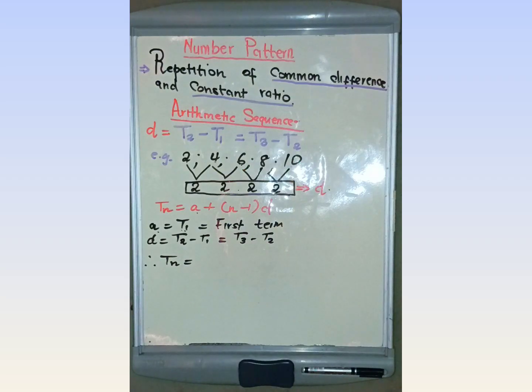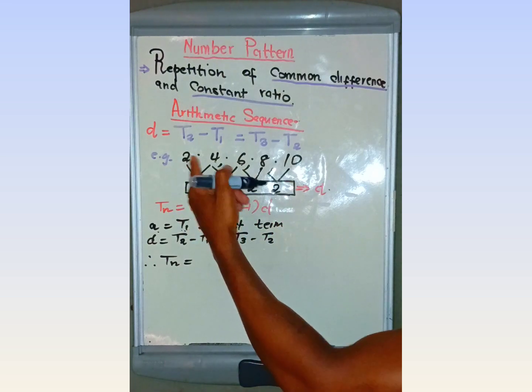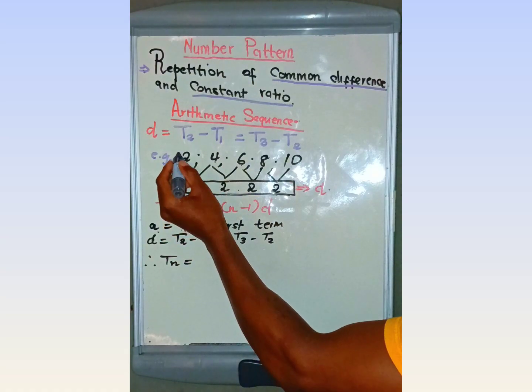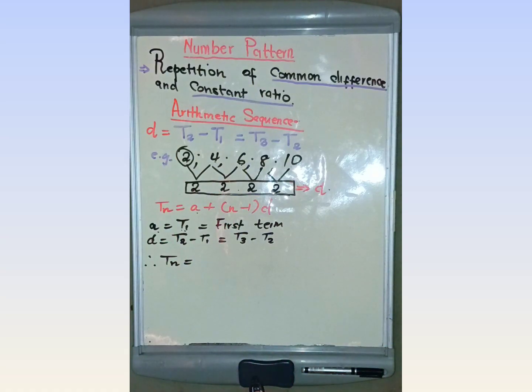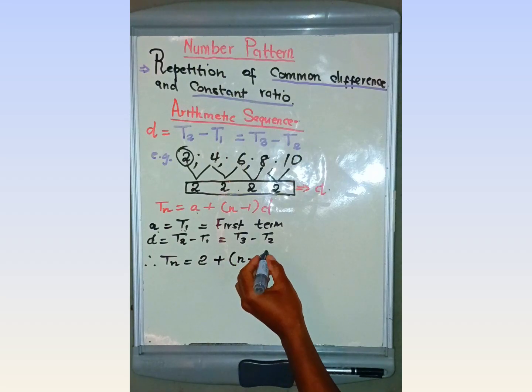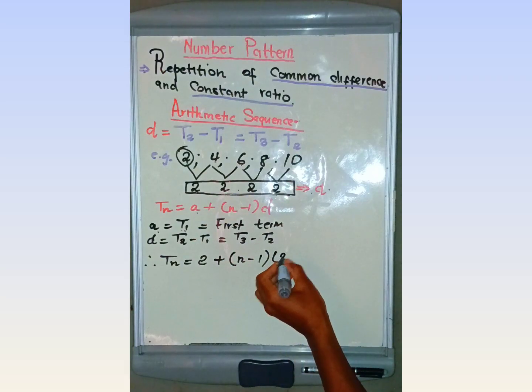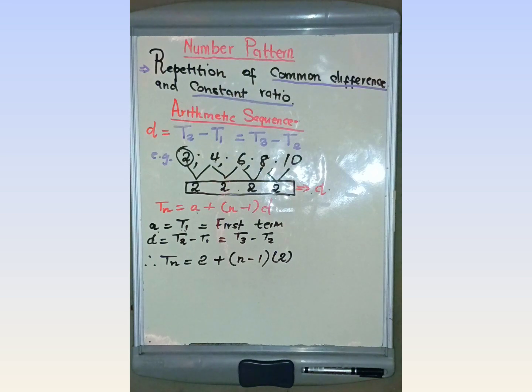You don't need to think about what the value of a is. You just check the sequence as well as the series, and the number on the first position is the value of a. Here we have 2, therefore Tn equals 2 plus (n minus 1) times d. D is a common difference, which is equal to 2. It's very simple and straightforward. What is important here for this equation is that we have the value of n.